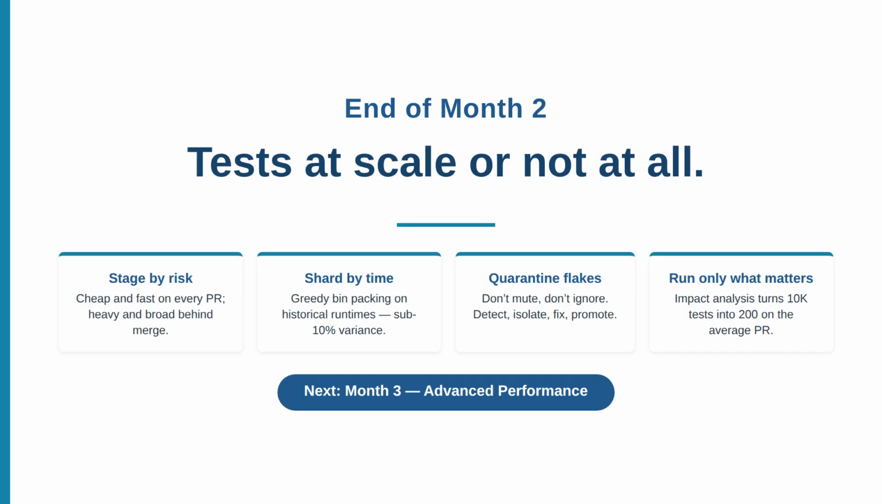And run only what matters. Test impact analysis turns 10,000 tests into 200 on the average pull request. And that's where the biggest time savings live.